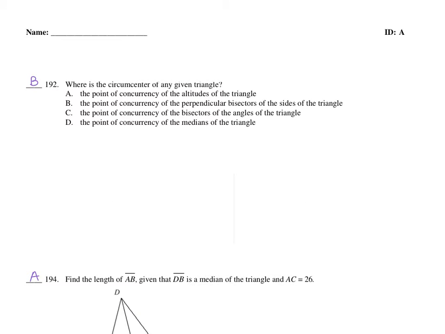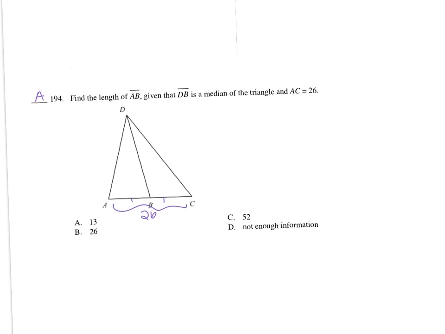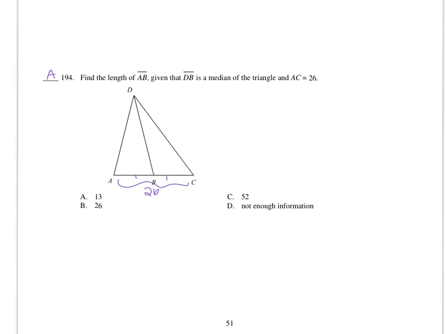Okay, 192, where's the circumcenter? So B, perpendicular bisectors of the sides of the triangle. So again, that's all your vocab. You got to know all that. Perpendicular bisectors, angle bisectors, medians. That's all chapter 5. 194, if it's a median, then it means that that is the midpoint of the opposite side. So cut it in half and you get 13.